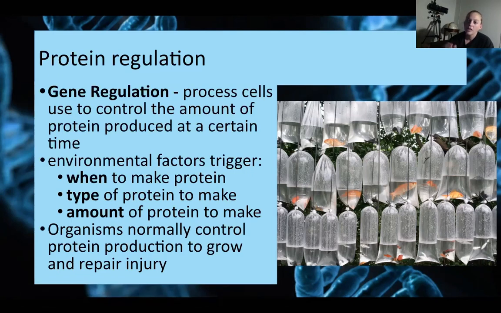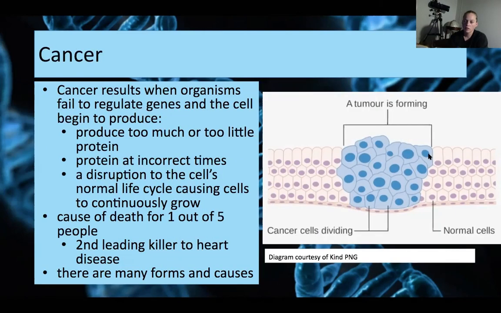This way, the fish is triggered to make the proteins that it needs at that temperature range, and it has the time to make those proteins. If you don't do this, then the fish, like I said, it can die because it doesn't have the time to make the right amount of protein. Gene regulation in a cell is very important.